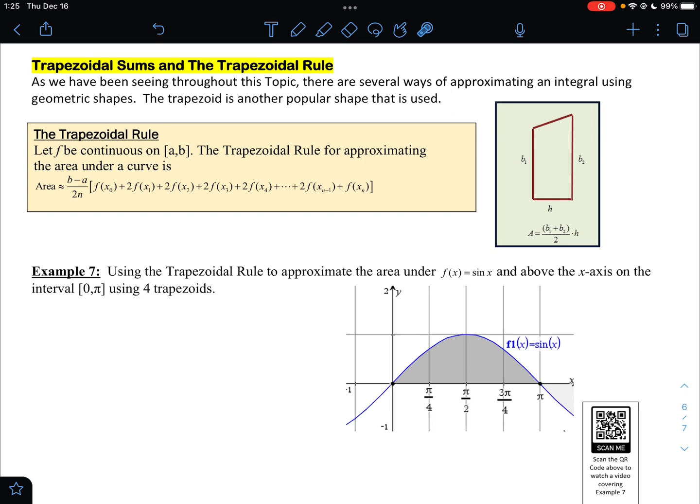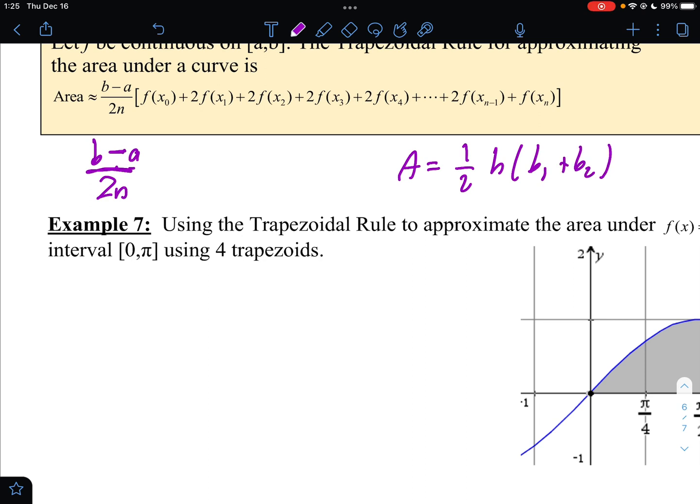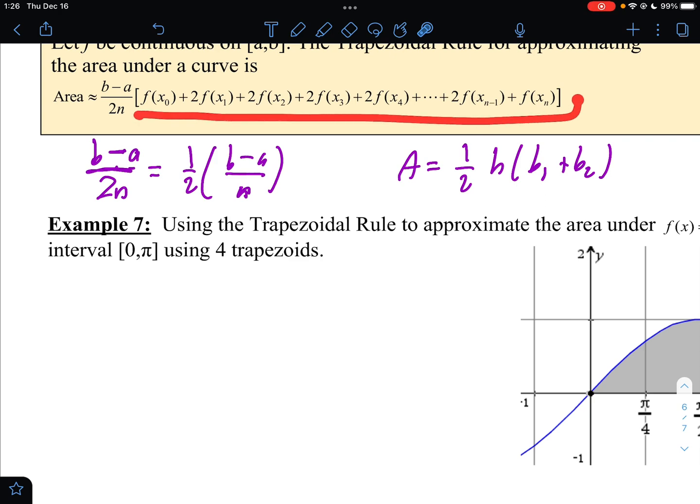All right, so b minus a over 2n, that first part there, where does that come from? Well, that comes from the trapezoid formula. So the area of a trapezoid formula, which we have written down over there, is 1/2 times height times base 1 plus base 2. That's the area of a trapezoid formula. So b minus a over 2n is the same thing as 1/2 times b minus a over n. So 1/2 is 1/2, and b minus a over n is your height of each trapezoid. And then these are all the bases.